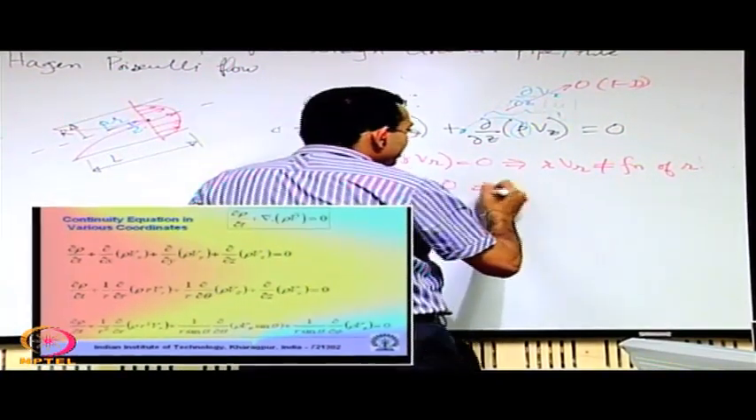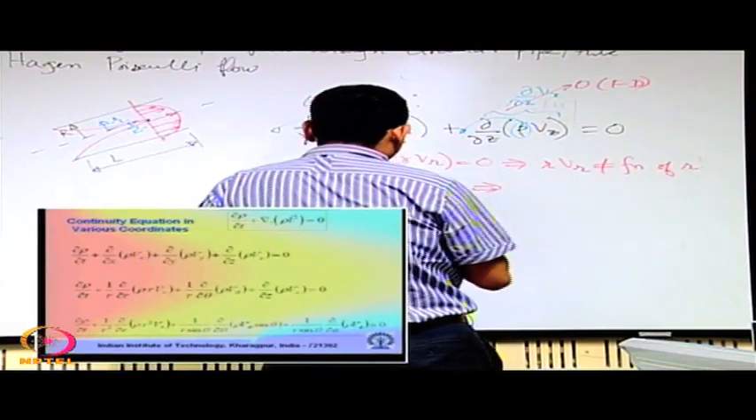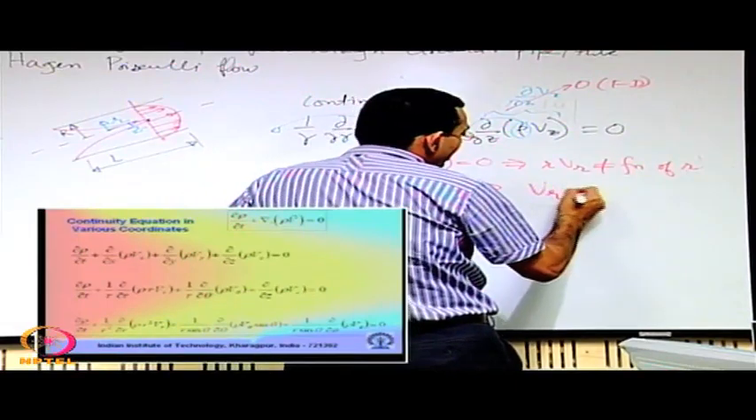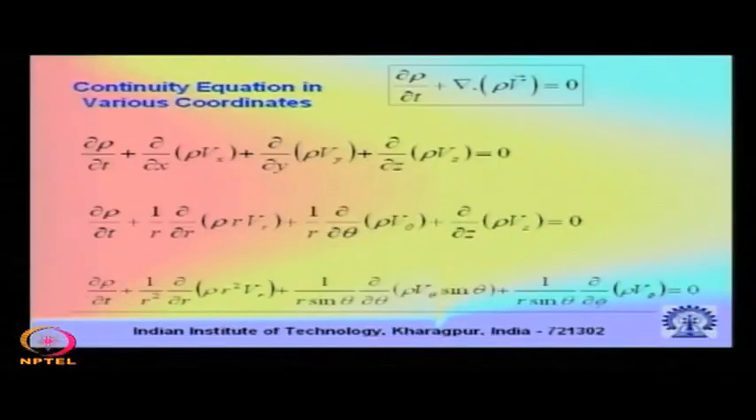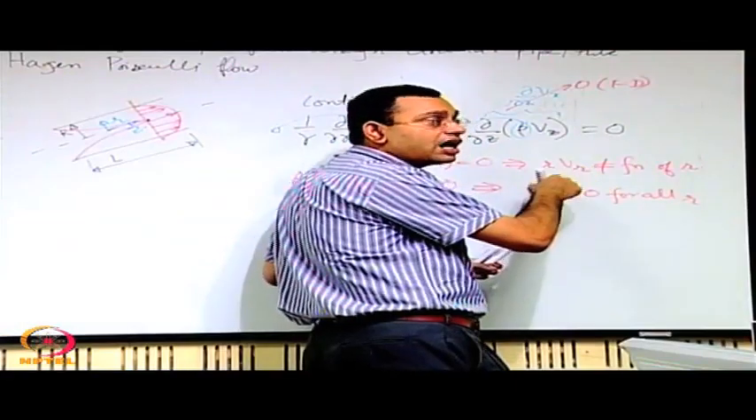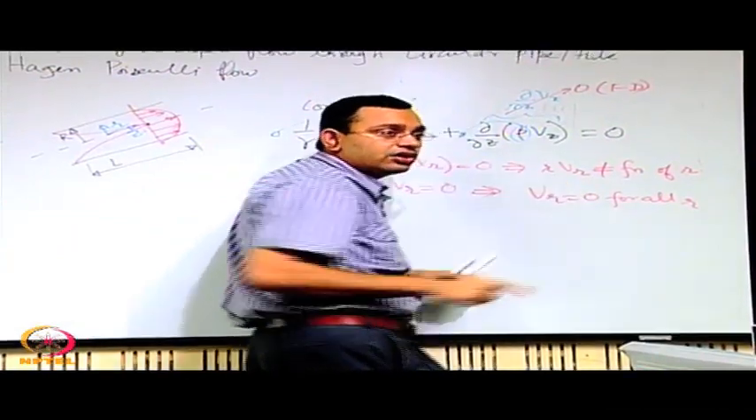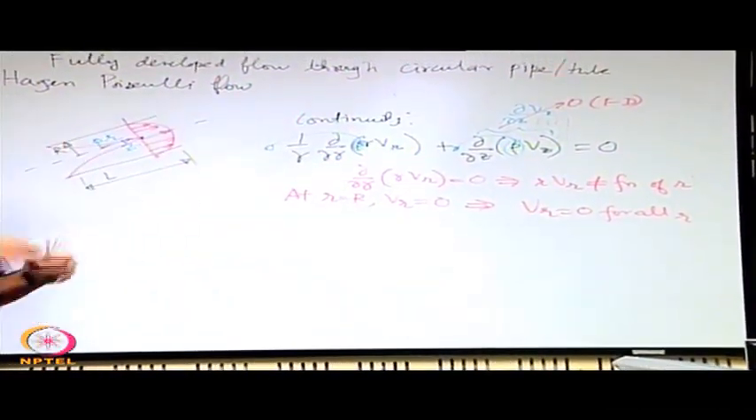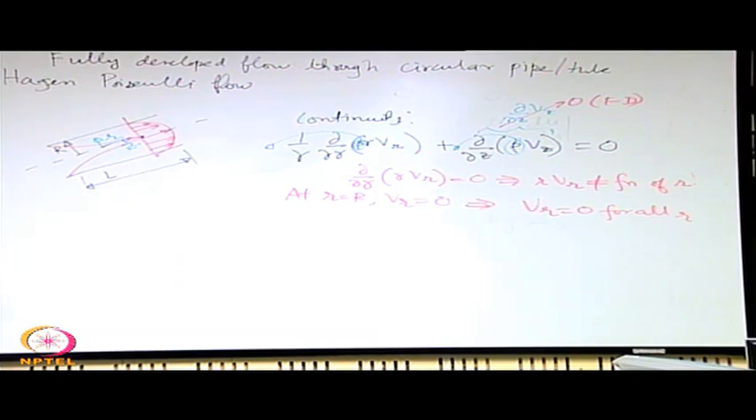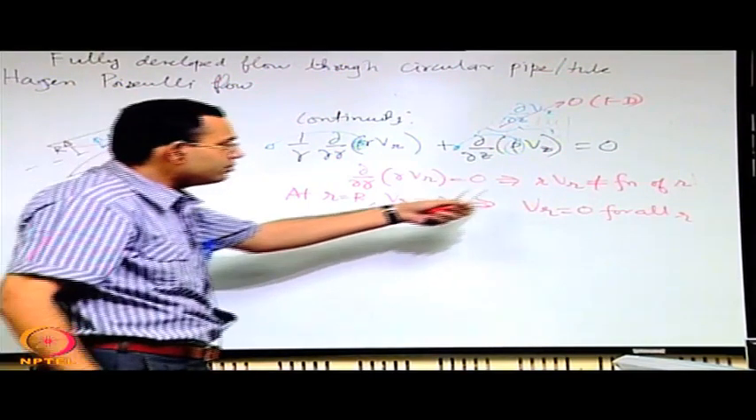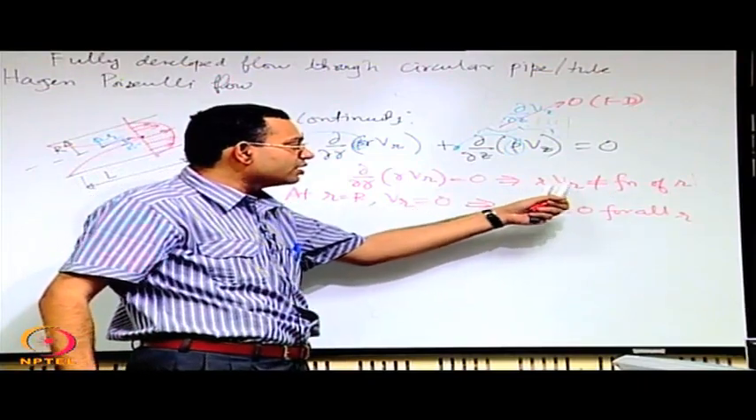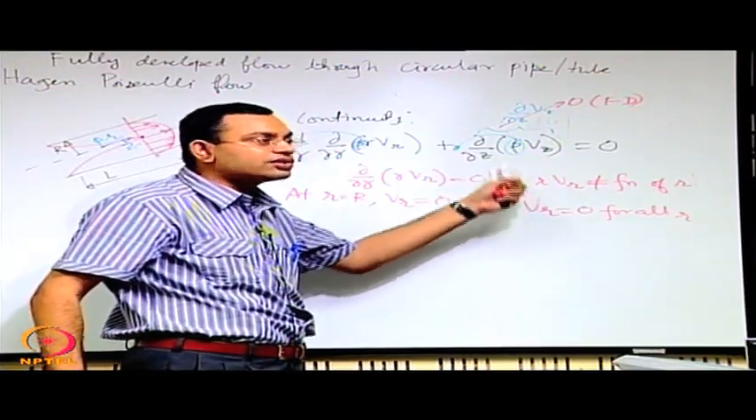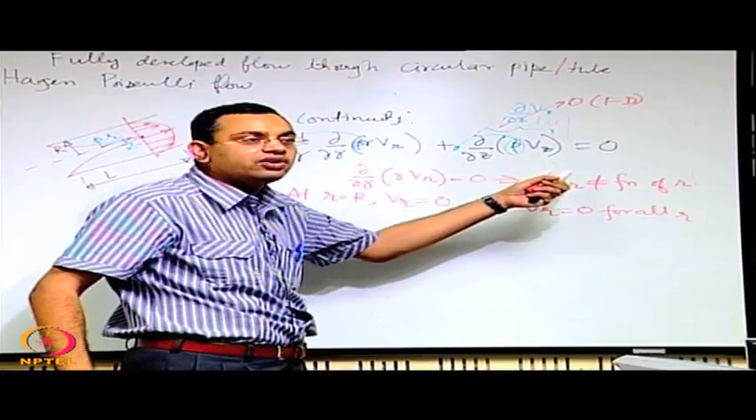So which means that, since at r equal to capital R, Vr equal to 0, which means Vr equal to 0 for all r from this one, except r equal to 0, that is a singularity, we are not talking about that. Whenever we are coming up with a solution, we are cleverly avoiding the singularity point, and for the remaining, since this is not a function of r, basically you forget about the r equal to 0 case. That means it is as good as Vr not a function of r.